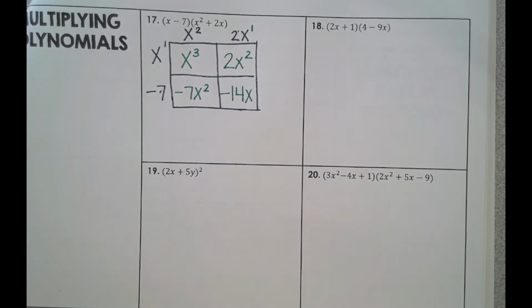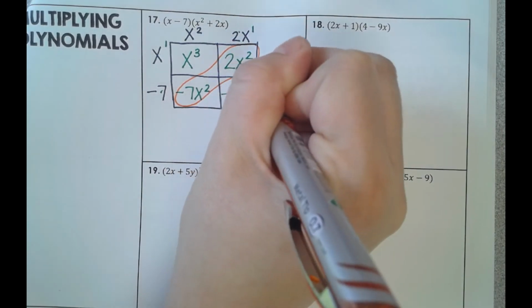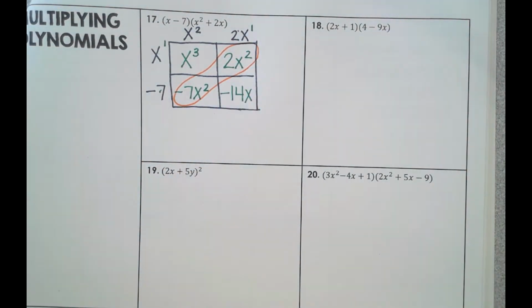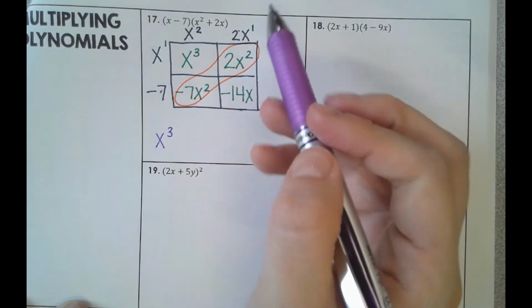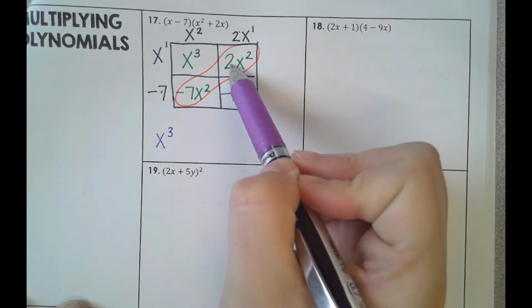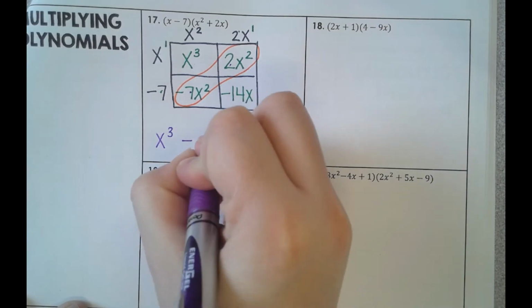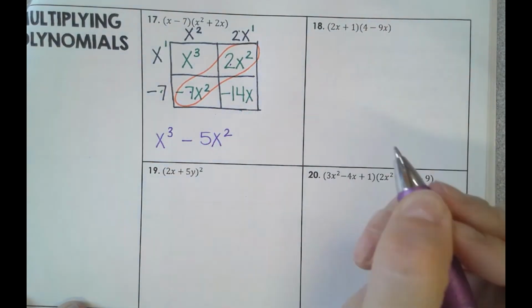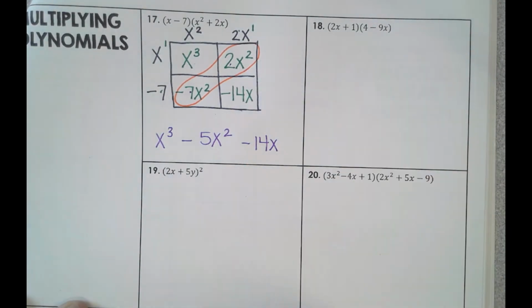And then all we got to do is write our answer at the bottom. Make sure you look for like terms. These are both x squareds. Those are like terms. So my final answer, we start with x cubed because that's the biggest exponent. Then we have our x squareds. I have a 2 and a negative 7. When I combine those, that's negative 5x squared. And then minus 14x.